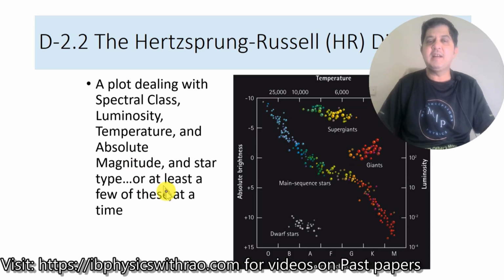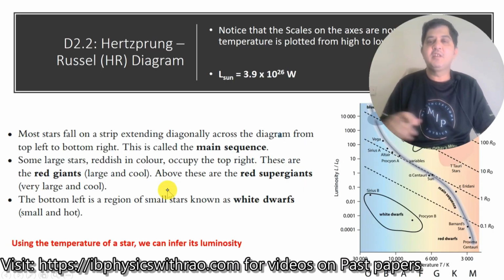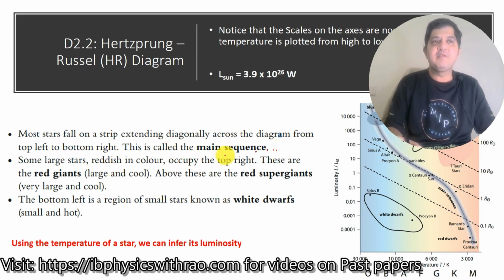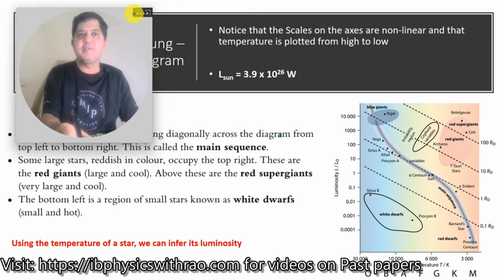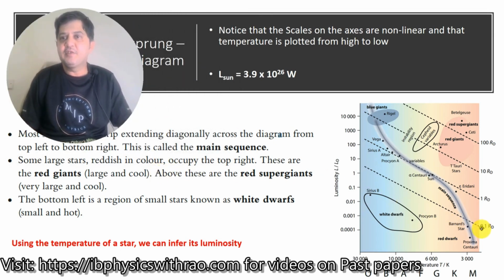Let me show you another variant of this HR diagram. Now this is the second variant of the HR diagram. Most stars fall onto a strip extending diagonally across the diagram from top left to bottom right. Now you see, there is a line over here. I told you already, no? So that is the line. So this is a line over here, and this is your main sequence stars.